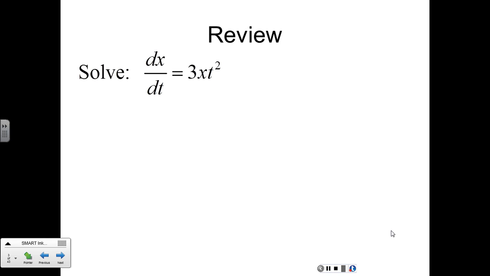So here's one where we want dx over dt. In this one, x is your dependent variable, t is your independent variable. So it's kind of like instead of x and y, instead of y you have an x, instead of x you have a t. The x is dependent upon whatever the t is.